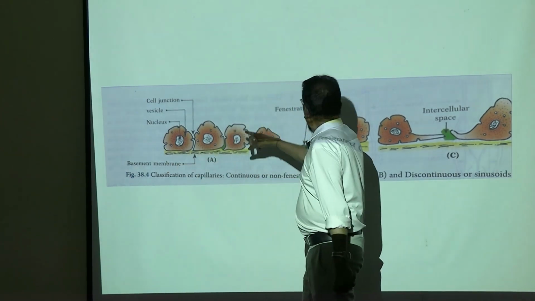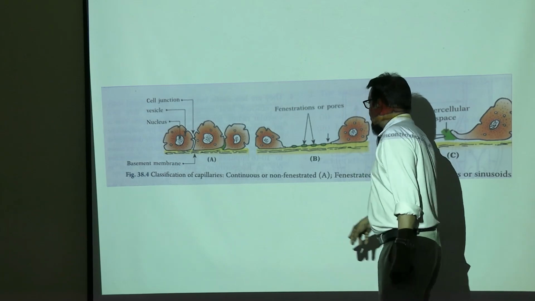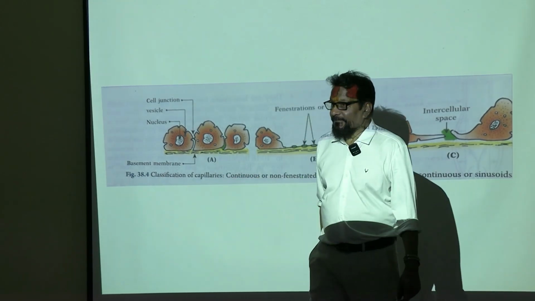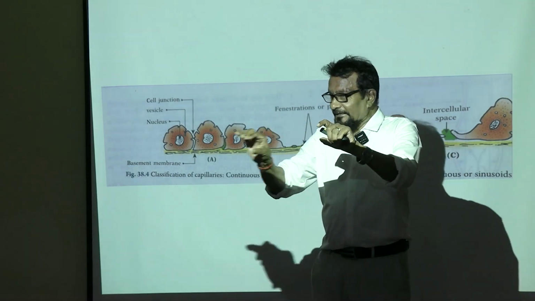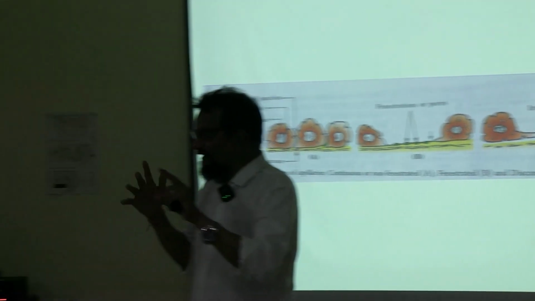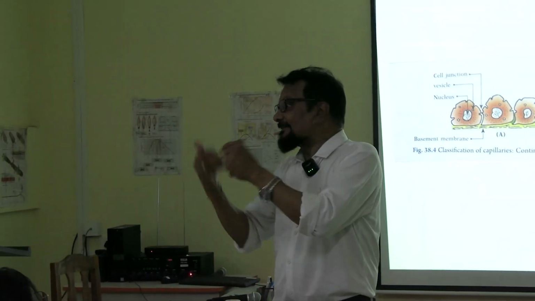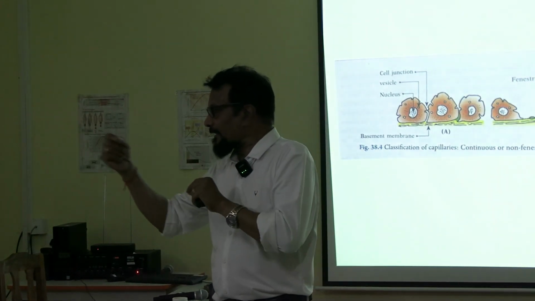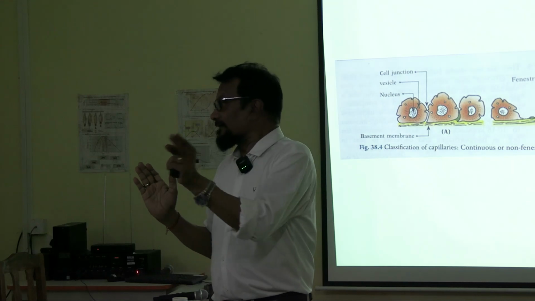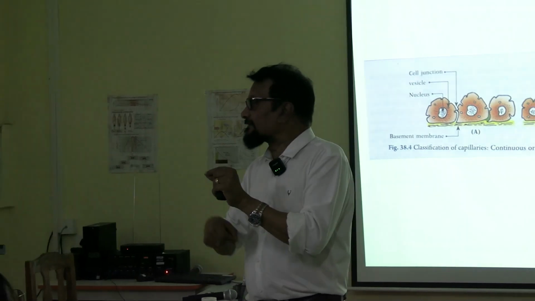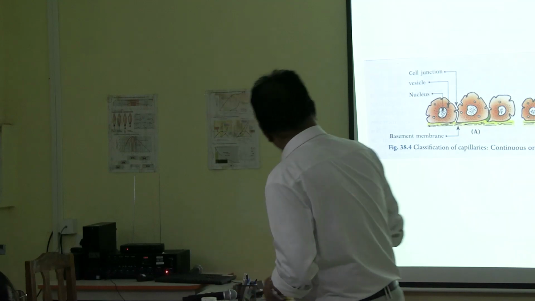That's why they are called continuous or non-fenestrated. These endothelial cells are continuous, no gap in between, no fenestration. Only the cells have pores on both the luminal surface and the basolateral surface. Through these pores, exchange will be done.